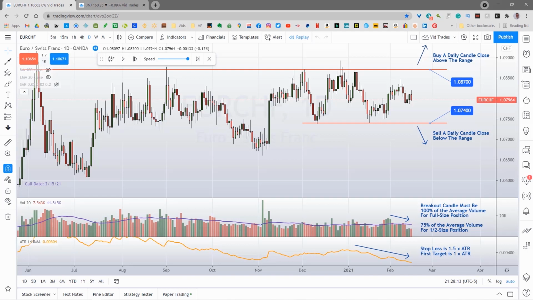I've queued the chart up on the February 15th candle using TradingView's candle replay feature. I'll tick through the candles and share how I managed this trade as it proceeded. Right here is the control for the candle replay, and you click on this one to go one candle at a time, and you can see the candles appear right over here.